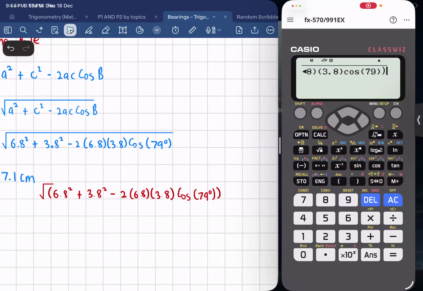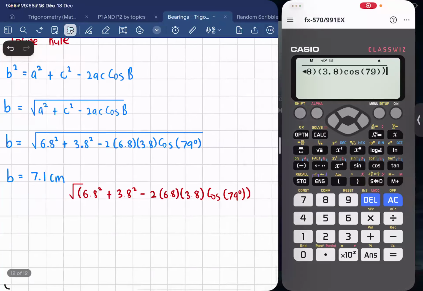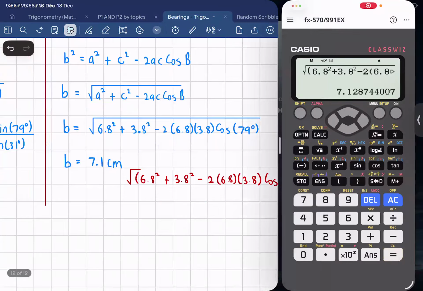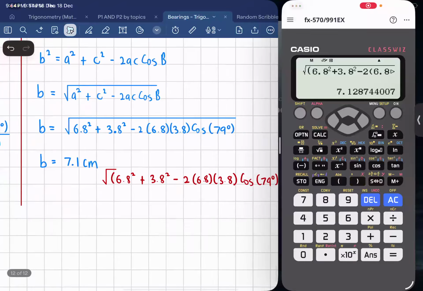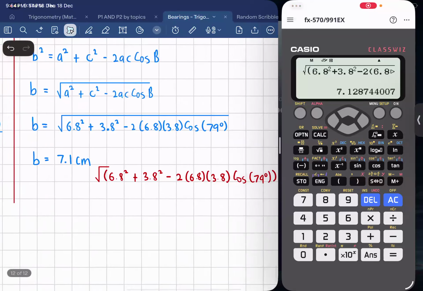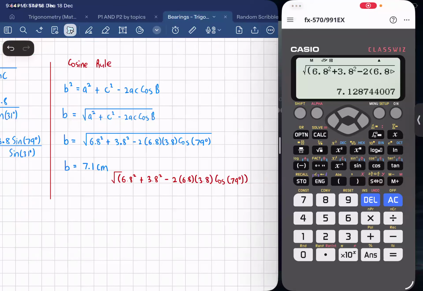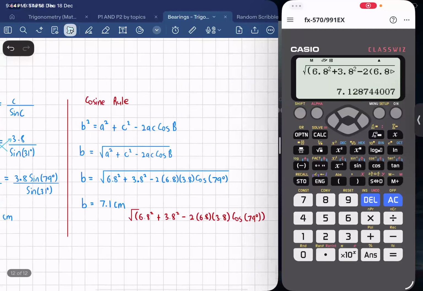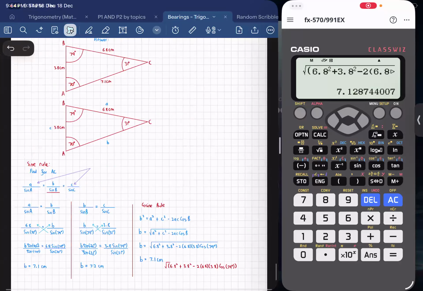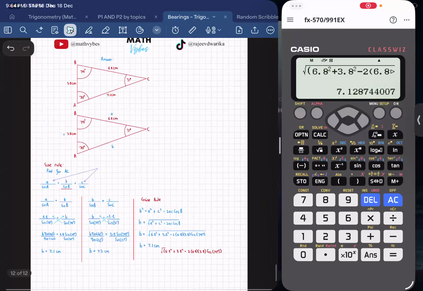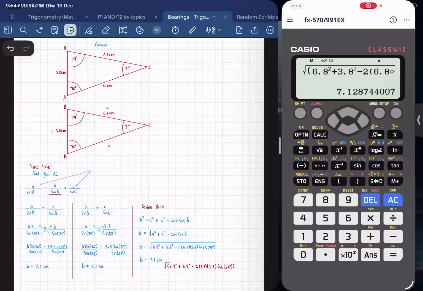I get 7.1. Nice, that's the correct answer. Yeah, that's what I got. Right, so brackets are important, right? When you're dealing with a square root, brackets are really important. So let me know if you fully understand this question.